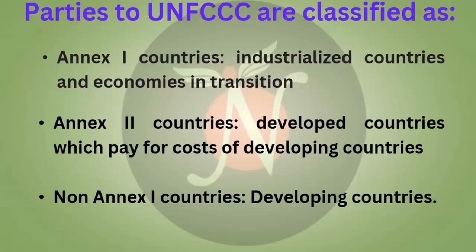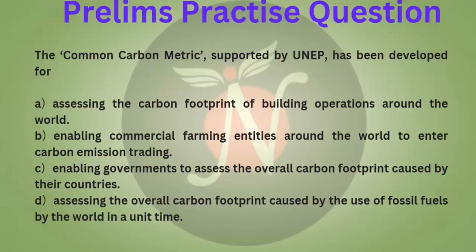So this was about the basics with regard to the UNFCCC. Now we will discuss our prelims practice question, which says: the common carbon metric supported by UNEP has been developed for A. Assessing the carbon footprint of building operations around the world. B. Enabling commercial farming entities around the world to enter carbon emission trading. C. Enabling governments to assess the overall carbon footprint caused by their countries. D. Assessing the overall carbon footprint caused by the use of fossil fuels by the world in a unit time. So you have to answer this particular question. Write your answer in the comment box. I will answer this question in my next video.